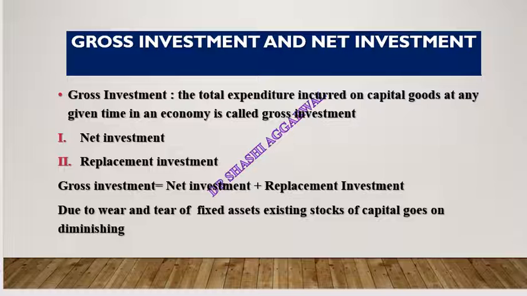Gross investment and net investment. Gross investment, the total expenditure incurred on capital goods at any given time in economy is called gross investment. It has two components, net investment plus the replacement investment. Replacement investment means when the existing asset, their efficiency level decreases due to wear and tear of the fixed asset. So existing stock of capital goods goes on diminishing. So gross investment is equal to net investment and the replacement investment.